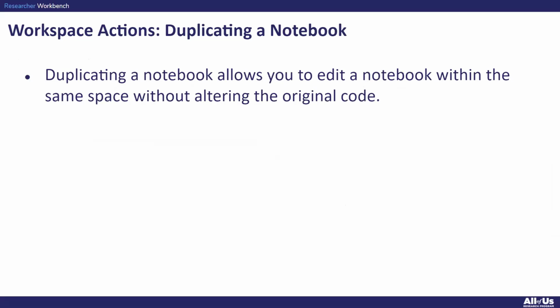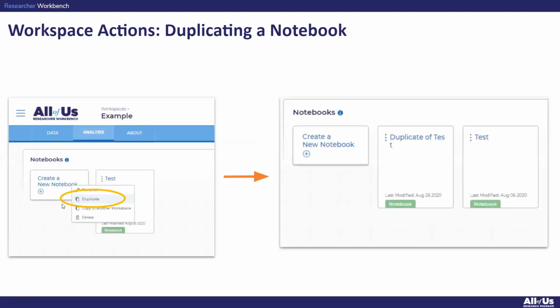And then you can also duplicate notebooks, and this allows you to edit, as I mentioned before, when you duplicate the workspace, it will allow you to edit the code in the same space without altering the original code. To do that, when you create a new notebook, you'll click on Duplicate, and then you will see the duplicate of, in this instance, Test Notebook pop up. And you'll want to also rename that.